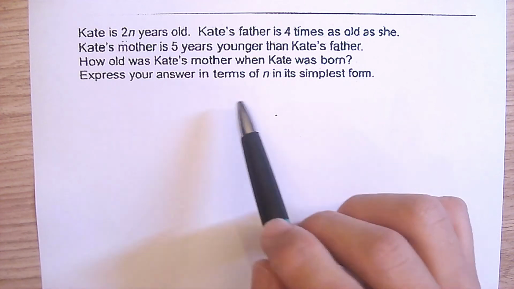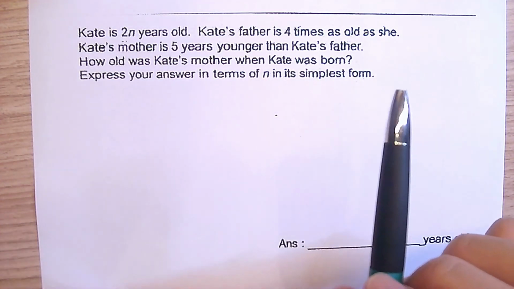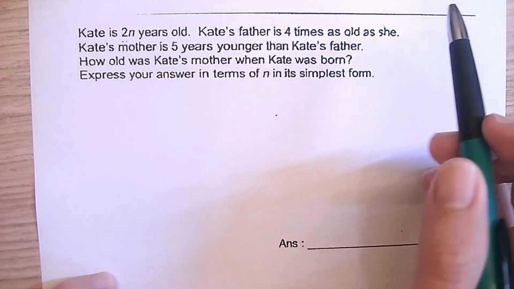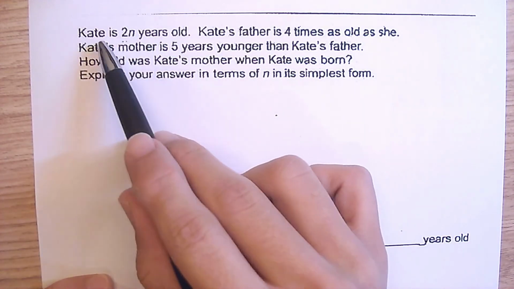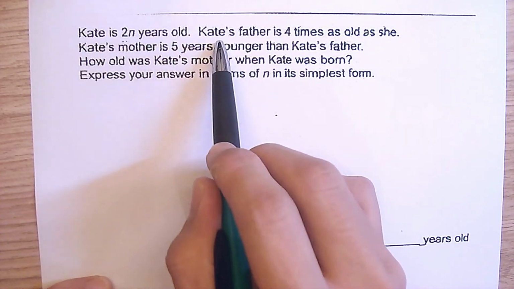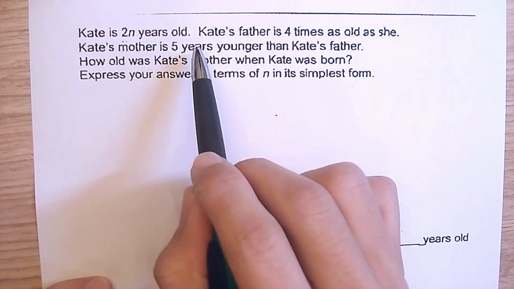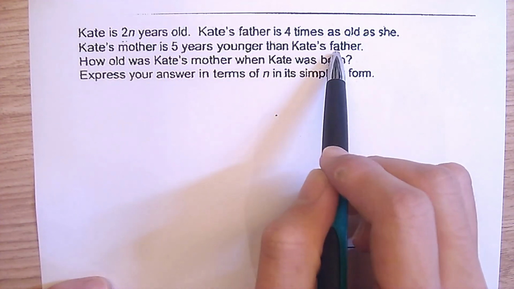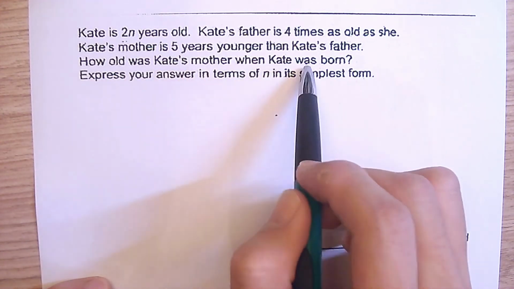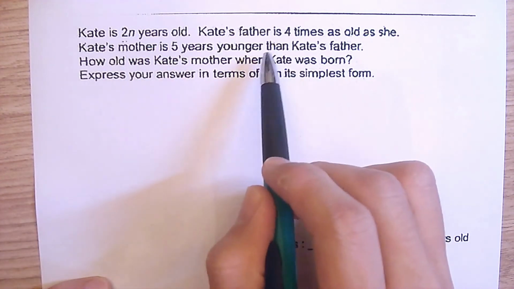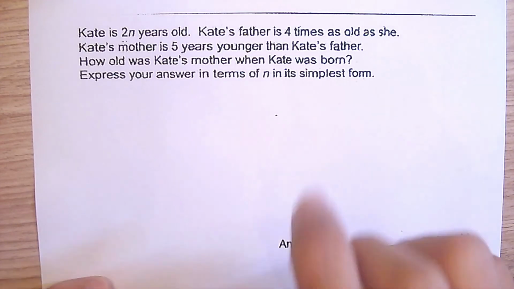Okay, this seems like a pretty long algebra question, but don't panic, just go through one by one and let's see where it leads us. They tell us that Kate is 2n years old. Kate's father is 4 times as old as she. Kate's mother is 5 years younger than Kate's father. How old was Kate's mother when Kate was born? Okay, seems a bit long, right? Relax. Don't be afraid.